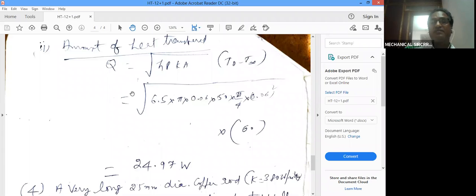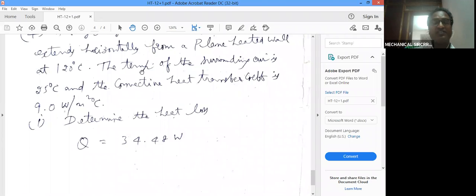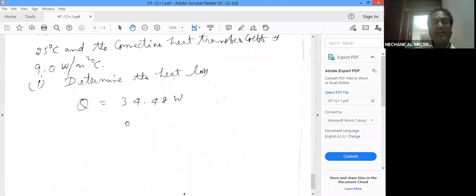Okay? All of you solve this problem at home. Very simple, just like the third problem. How you solved for the heat transfer rate there, you can solve here also, using the formula Q equal to root of HPKA into T naught minus T free stream. T naught is the temperature at the base, and T free stream is the temperature of the surrounding air, the surrounding environment.